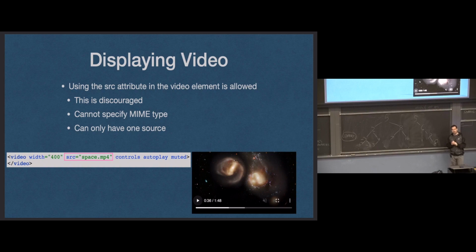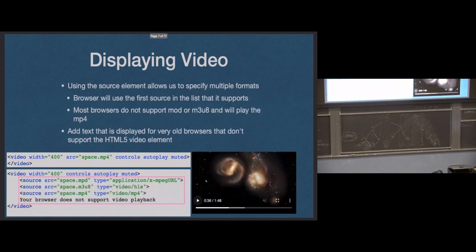So this is allowed. We usually don't like to do this. One, we can't specify the MIME type right in the source of the video. And two, we can only have one source. So why would you want more than one source? It seems like a silly thing. But that is actually something we like to do with videos, is specify multiple sources for the same video. I guess technically they could be different videos entirely, but usually the same video.